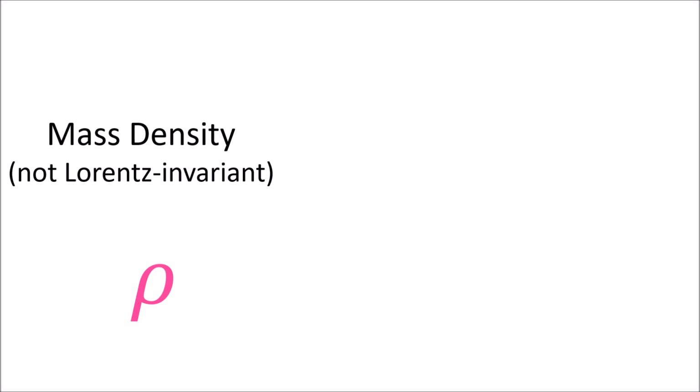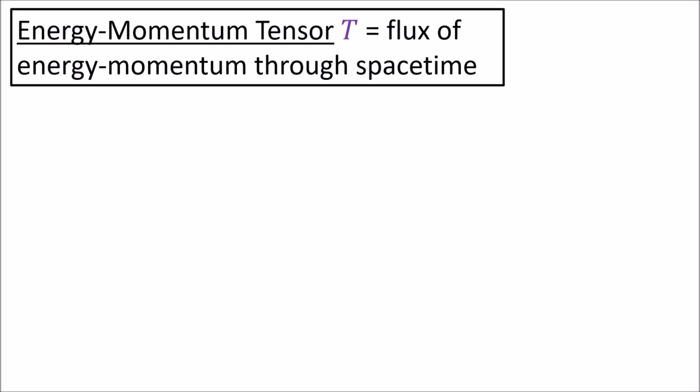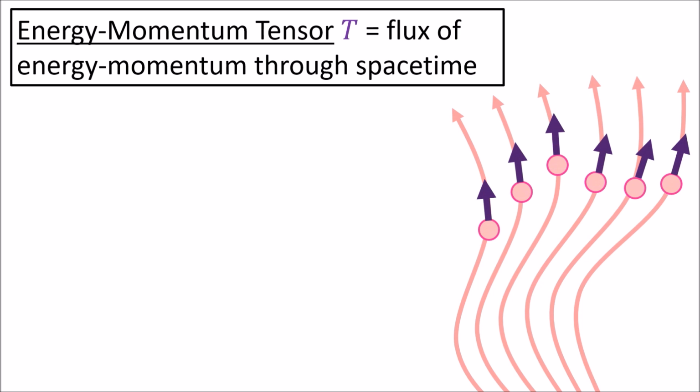It turns out that we can generalize the mass density to a tensor called the energy-momentum tensor, which is agreed on by all reference frames in special and general relativity. The energy-momentum tensor tracks the flux of energy and momentum through space-time. This can be confusing to understand at first, so we're going to work up to it in small steps.